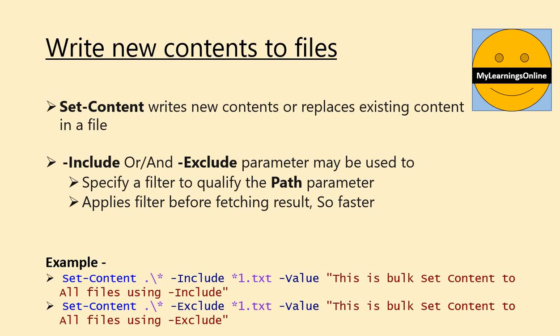The Include parameter is used to include some specific kind of pattern of files and directories in our result, while the Exclude parameter is used to exclude the pattern of files and directories from our end result. In this example, in the first command we are using the Include parameter to include files that have numeric 1 in their name. So contents will be written to files which have numeric 1 in their name. In the second command, we are using the Exclude parameter to exclude files that have numeric 1 in their name. So contents will be written to files that do not have 1 in their name.